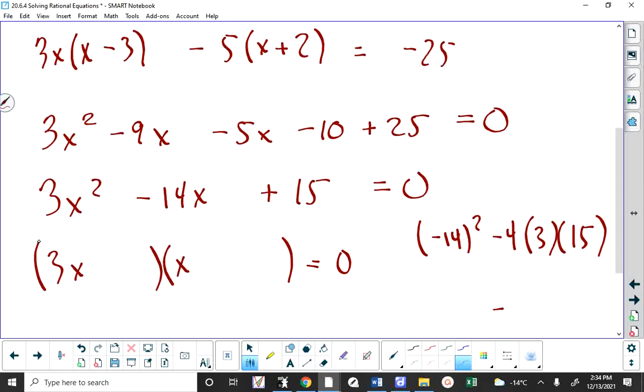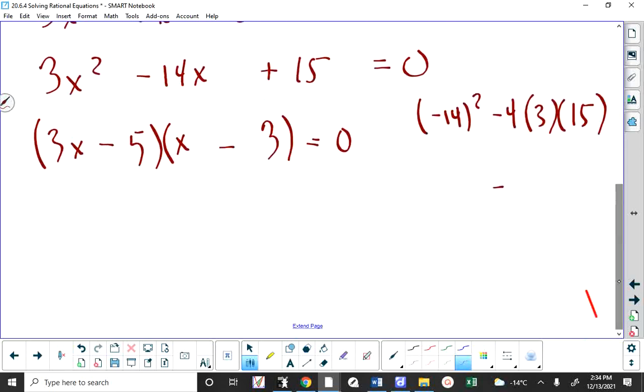So I'm guessing it's 3 and 5, and if it's 3 and 5, the 3 better go away from the other 3. Oh, look at that. First try. I think that's correct. My outer is negative 9x. My inner is negative 5x, which gives me negative 14x.